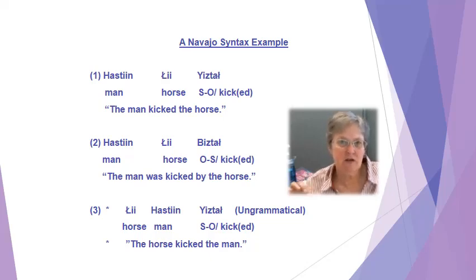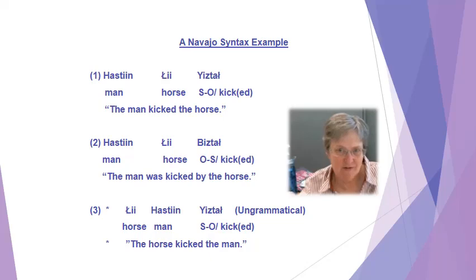Now notice in English that would be a passive statement, right? And the active version of the man was kicked by the horse in English would be what? Right, the horse kicked the man. Aha, there's the rub. When we look at the third sentence written on the page, asterisk means ungrammatical. This next sentence is not only ungrammatical to Navajo, it's unthinkable to a first language pure Navajo monolingual speaker.